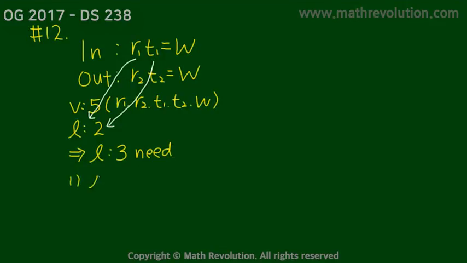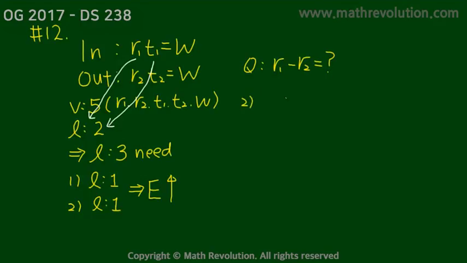But usually condition 1 gives us 1 equation and condition 2 gives us 1 equation. So we would naturally think that E is going to be our answer. But let's look at the condition more closely. What is the question? The question is asking us about just the rates, R1 minus R2. So in condition 2, it tells us already just the rates.